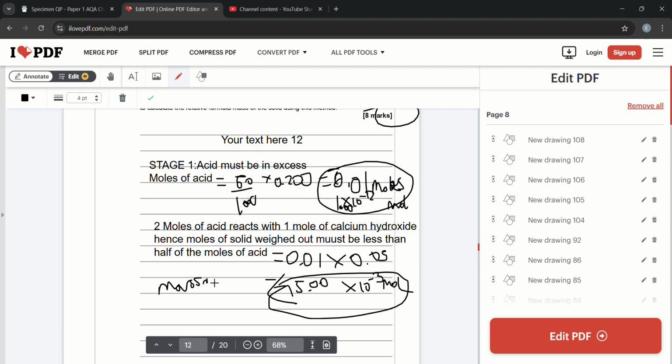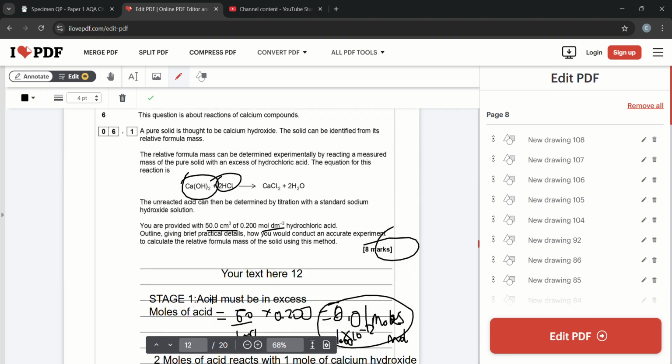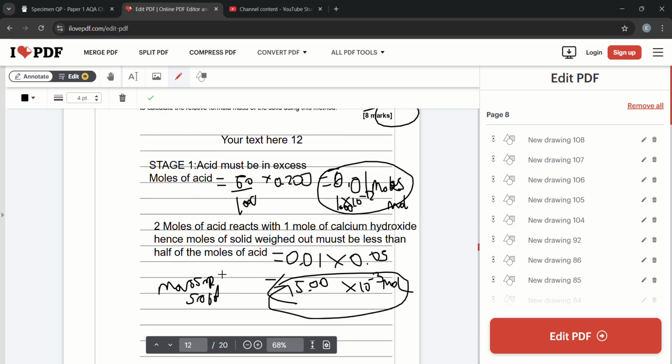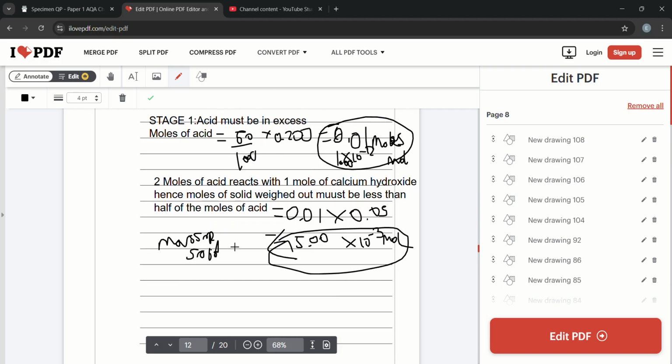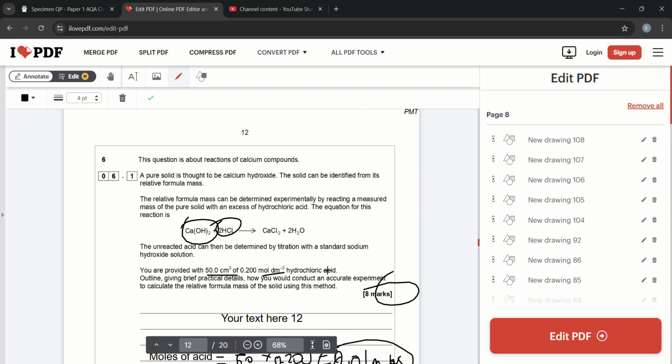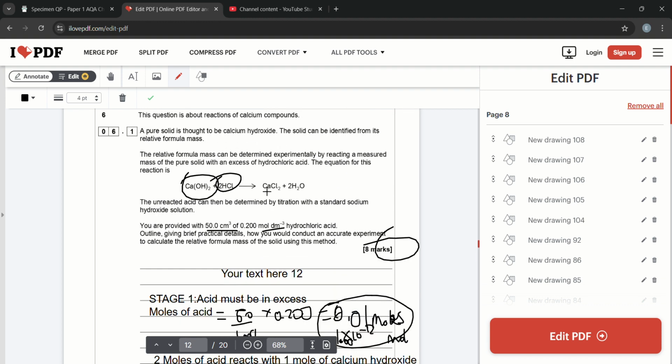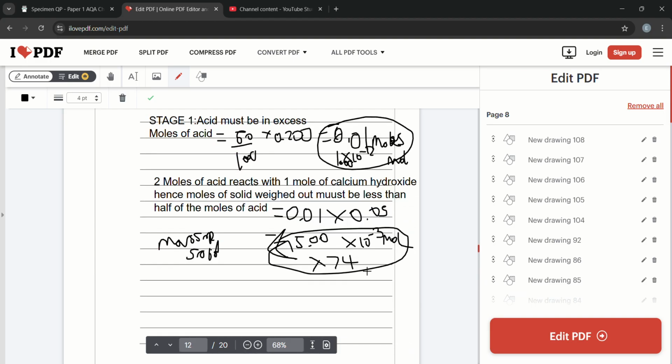Mass of solid. Moles is mass over Mr, so the mass is moles times the Mr, which is going to be 74.1. That will give me the mass of solid must be less than 0.371 grams.